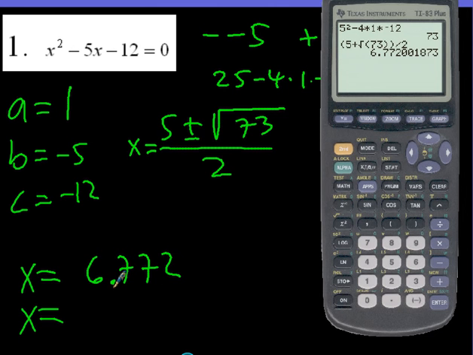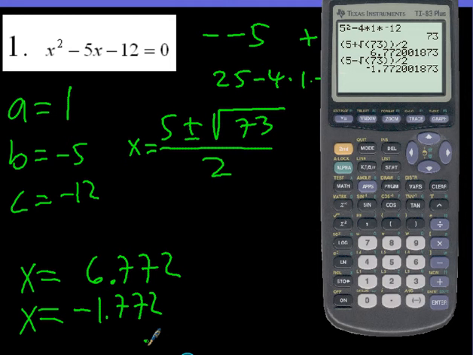6.772, and then now I'm just going to go back, hit second enter, and just go back and change that to a minus. And that'll be my other solution, negative 1.772. Okay, so that's number 1.